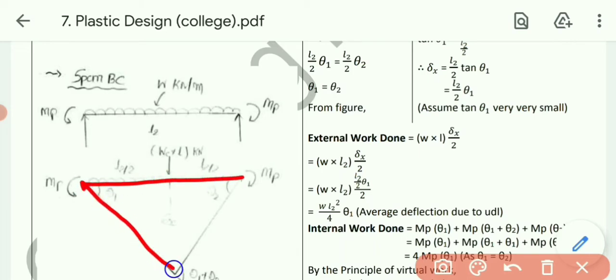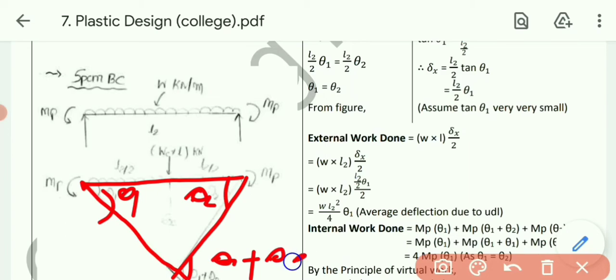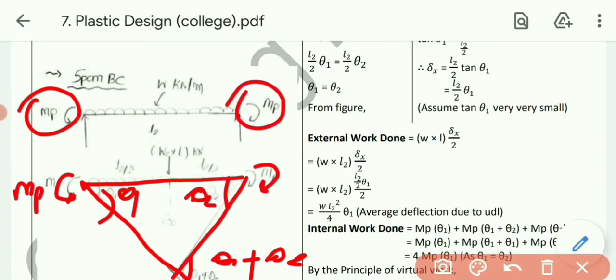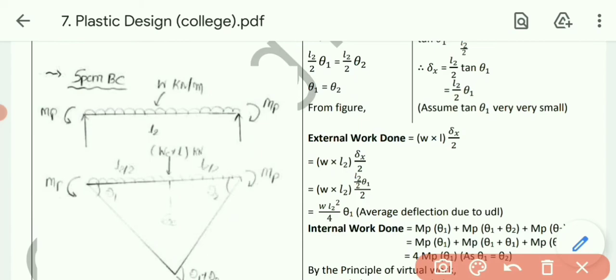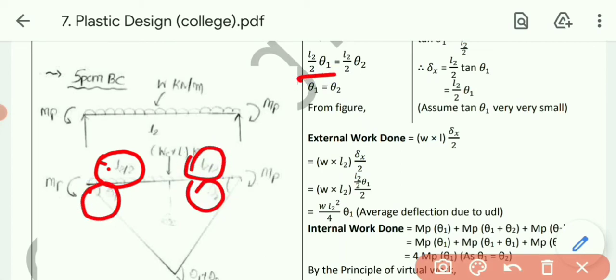Now draw the mechanism, that is like this, theta 1, theta 2, and over here theta 1 plus theta 2. Because of the fixed support, left hand side MP, over here also because of the fixed support, right hand side MP, and at the common center a moment will be there, and this one will be our deflection delta X. As we were doing, first derive the relation between theta 1 and theta 2. On the left hand side L2 by 2 into theta 1, and on the right hand side L2 by 2 into theta 2. L2 by 2 will be cancelled, so theta 1 equals theta 2. So the first problem is solved.